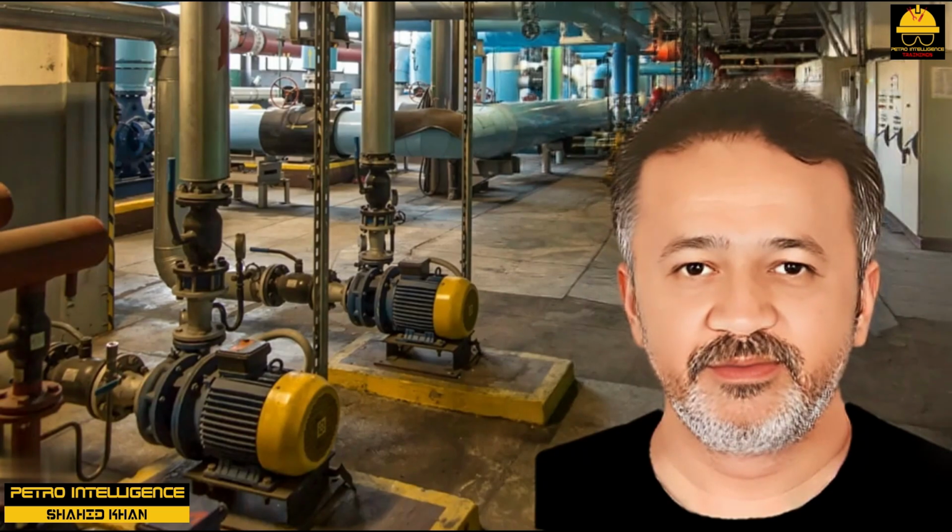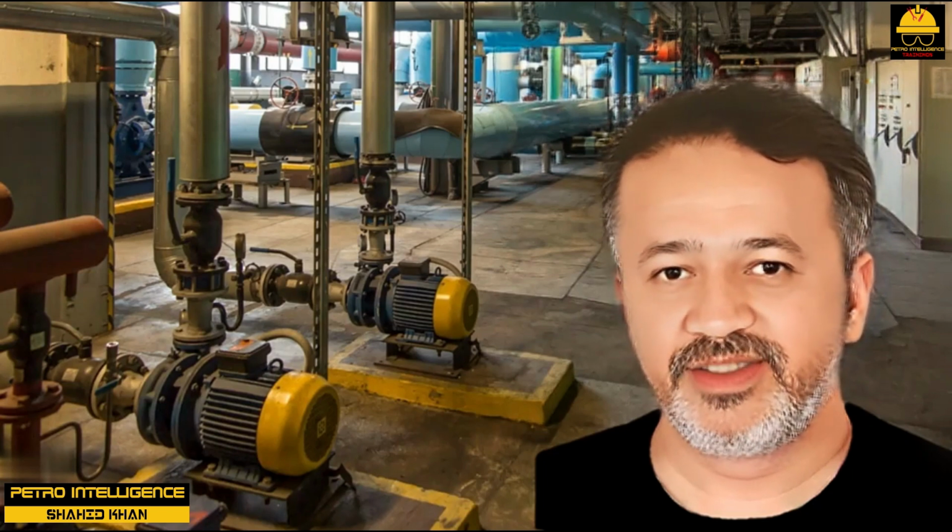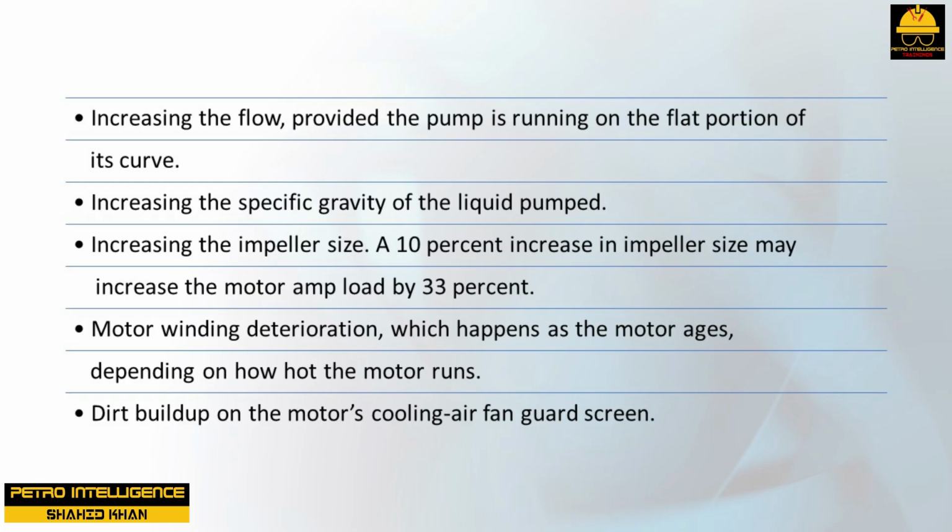Motor trip. Factors that increase the amp load on a pump's motor driver are: increasing the flow, provided the pump is running on the flat portion of its curve; increasing the specific gravity of the liquid pumped; increasing the impeller size. A 10% increase in impeller size may increase the motor amp load by 33%. Motor winding deterioration, which happens as the motor ages, depending on how hot the motor runs.